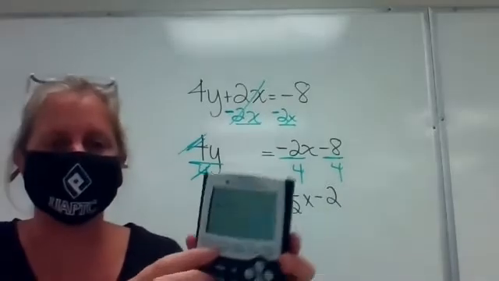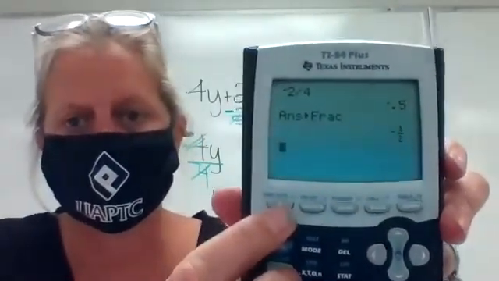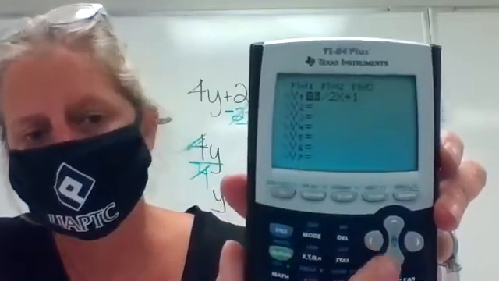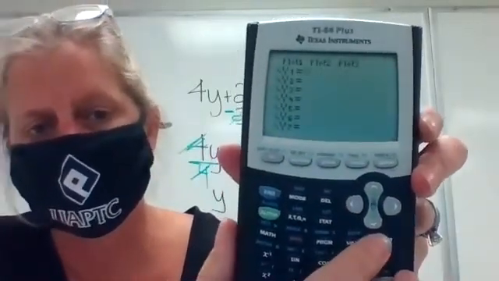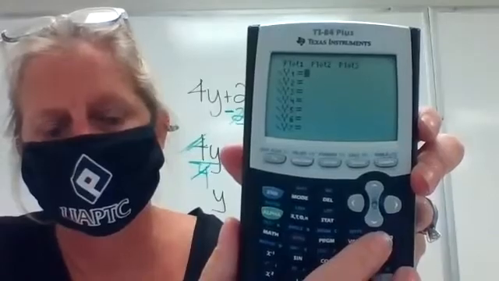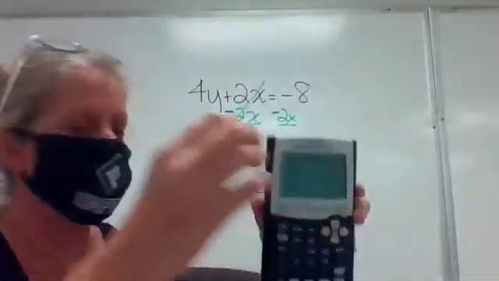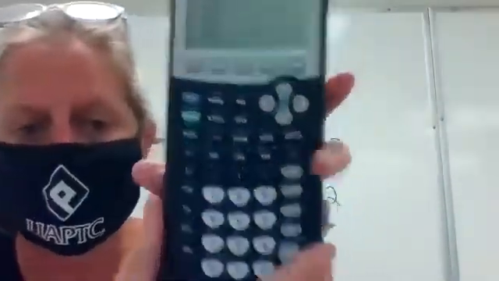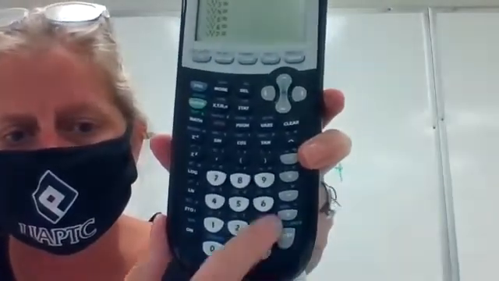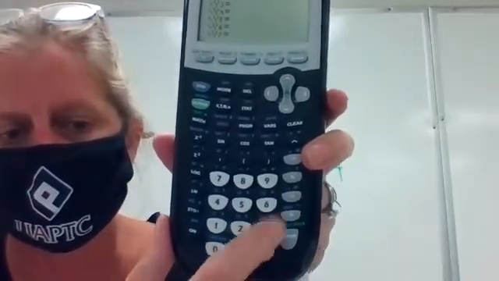So again, you just go back to your y equals button, clear it out, and type it in. So negative 1/2 x minus 2. Now remember, when you're typing in a negative, it's this one. The negative and the minus are two separate buttons.